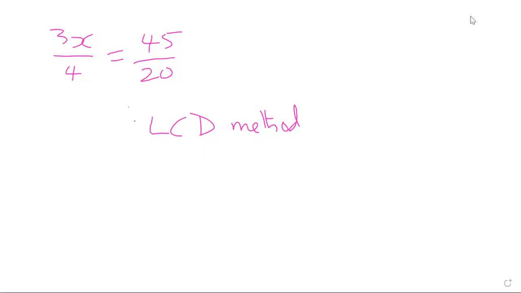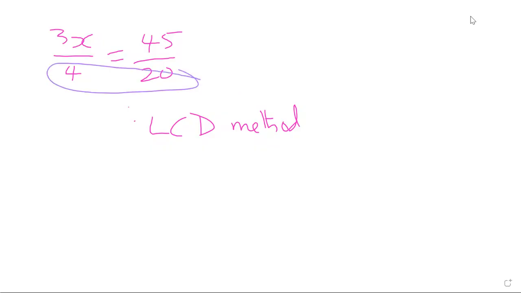Hello everyone. So in this video, I'm going to go over how to solve equations that involve fractions, and I'm going to be using the LCD method. Now, just like the name suggests, we're going to be finding the LCD first to solve this problem. Now, if you look at the denominators, we have 4 and 20.